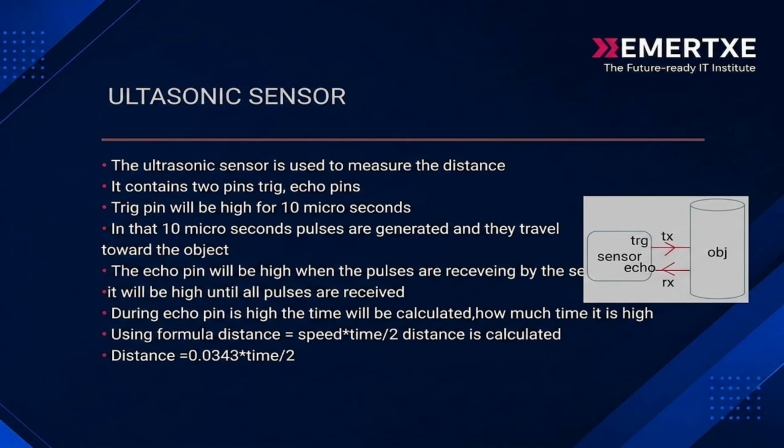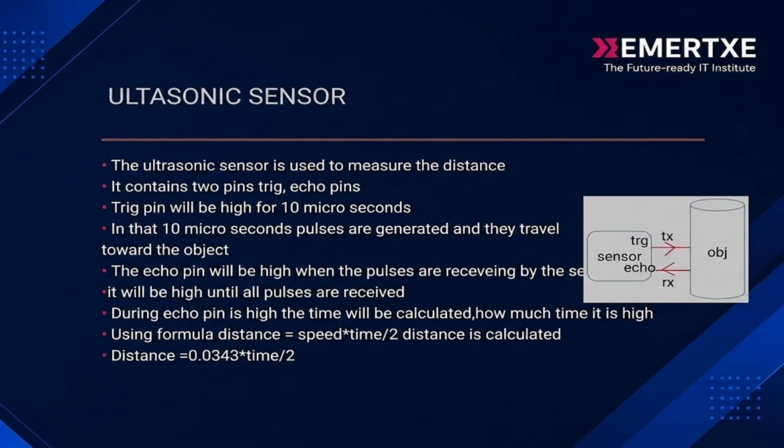Ultrasonic sensors. The ultrasonic sensor is used to measure the distance. It contains two pins, trigger pin and echo pin. Trigger pin will be high for 10 microseconds. In the 10 microseconds, pulses are generated and they travel towards the object. The echo pin will be high when the pulses are received by the sensor, and it will be high until all pulses are received. While the echo pin is high, the time it stays high will be calculated.